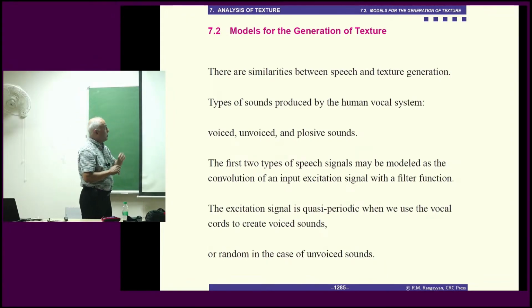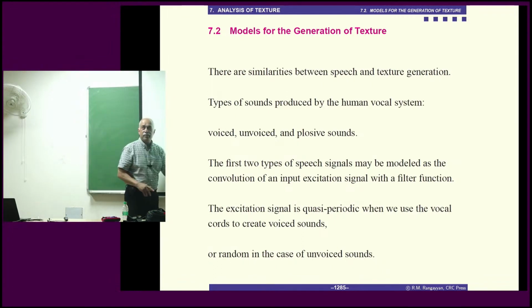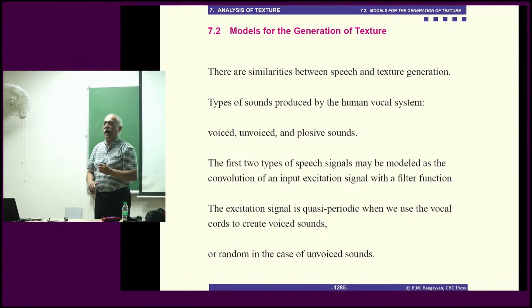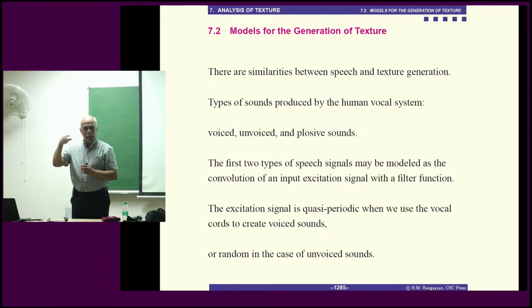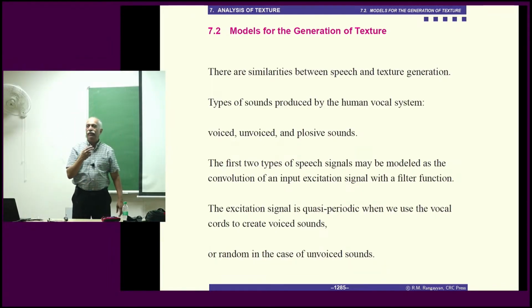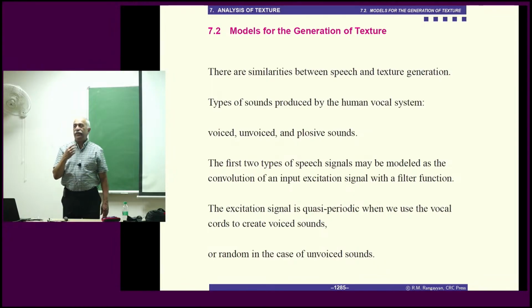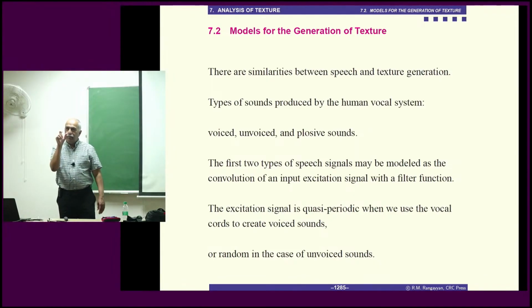The types of sounds produced by the human vocal system are voiced, unvoiced, and plosive. Voiced sounds like ah, ee, oo, they are periodic or quasi-periodic. There's a wave like that and it repeats. The waveform changes with the type of the vowel, but if I just change the pitch, I say ah, or higher pitch, the waveform remains the same, but the interval, the pitch, will change.